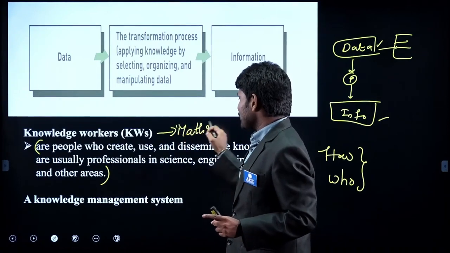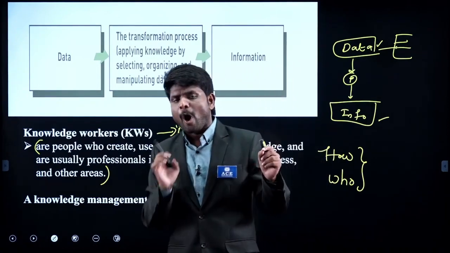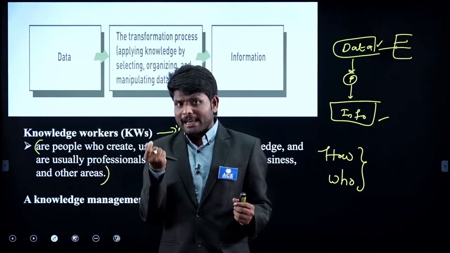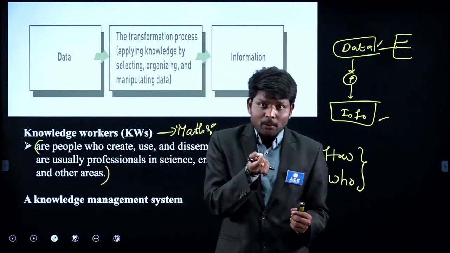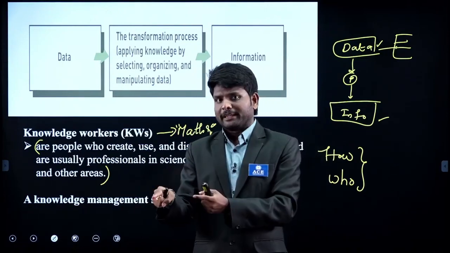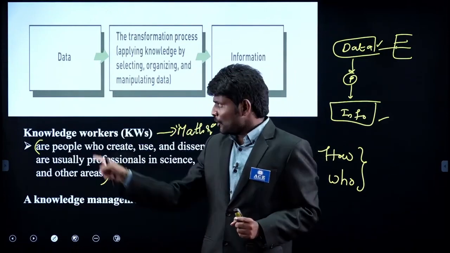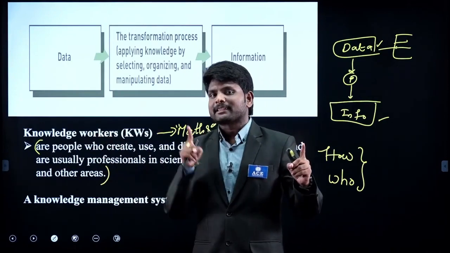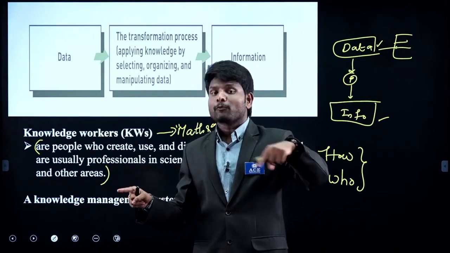I am repeating this point again. Knowledge workers may not know how to handle information systems. What is the primary or essential quality they need to have? They need to have the knowledge of their particular domain. Hope this point is clear for you. So the key point you need to remember about knowledge workers is, they are not information system experts. They are experts in their own domain.